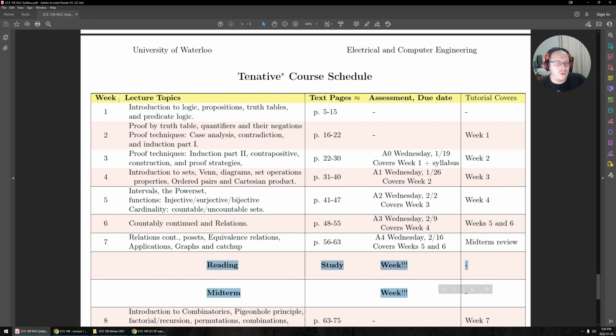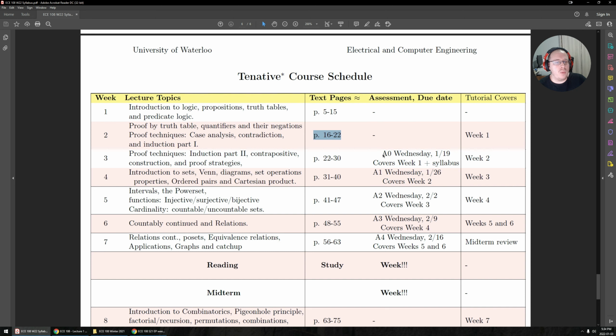So for each week, I have the lecture topic. So this is roughly what we are going to cover. The pages that we will cover, again, roughly. An assignment that will be due that week. And it'll tell you what the tutorial will cover. So for instance, for week 1, we only have 1 lecture, the one you're watching now, hopefully. And it covers roughly these pages. There's no assignment and there's no tutorial. Next week, we cover this, which is roughly these pages, with no assignment and a tutorial for week 1.